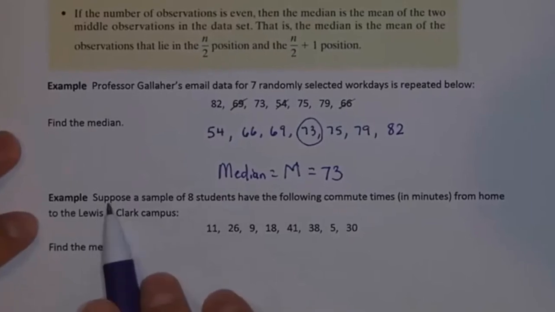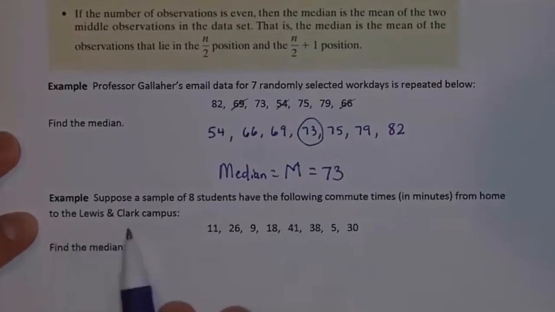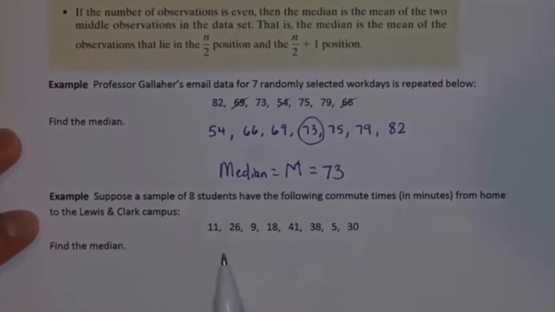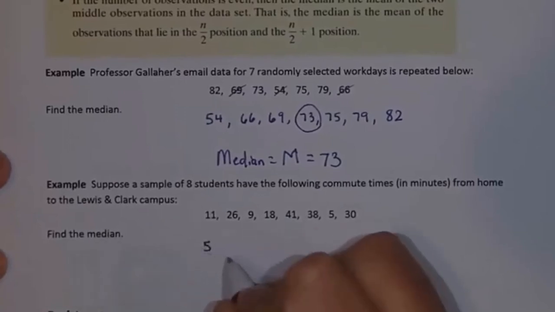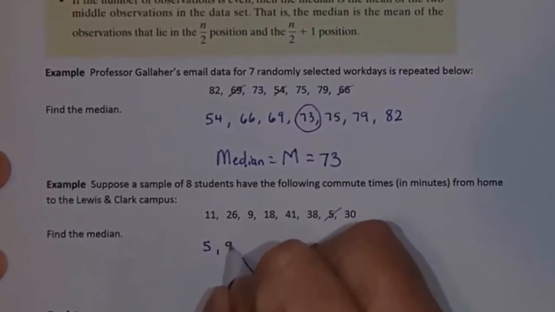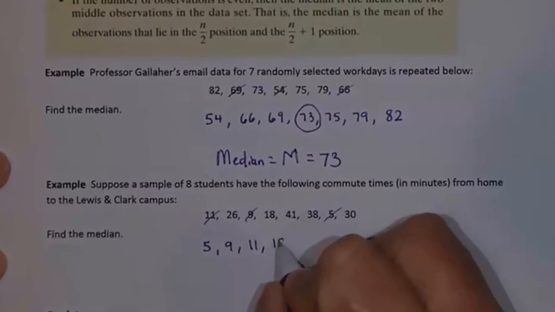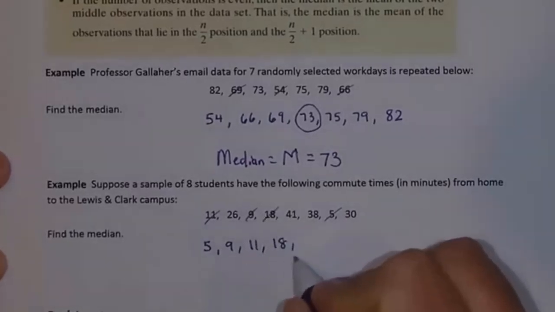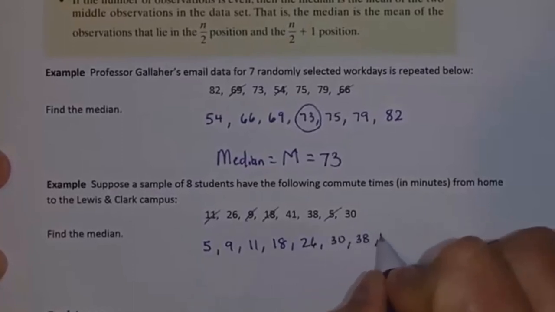What about this example? Suppose a sample of 8 students have the following commute times in minutes from home to Lewis and Clark campus. So I have 8 data values, and these are the commute times. So someone drives 11 minutes, someone 26 minutes, someone 9 minutes, and so on. We're supposed to find the median. So again, I have to start by putting the data in order. So 5's the smallest, then 9, then 11, then 18, then 26, then 30, then 38, then 41.